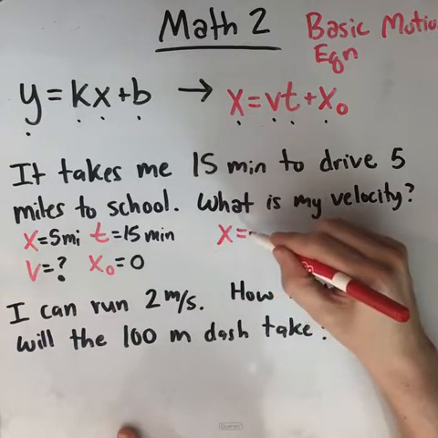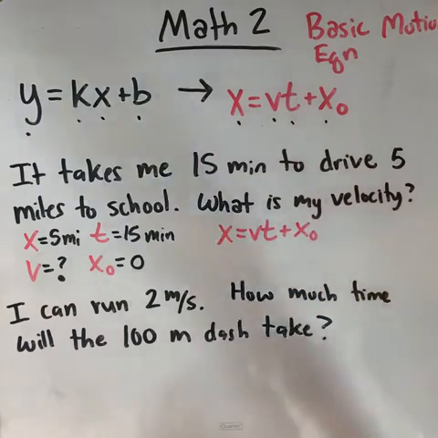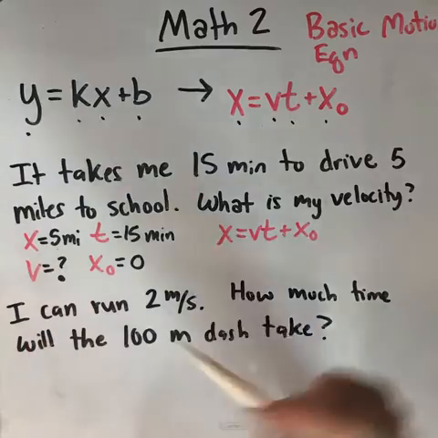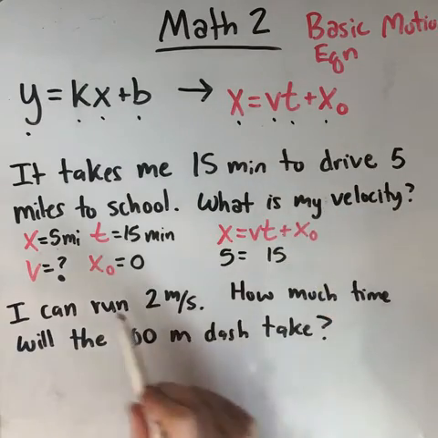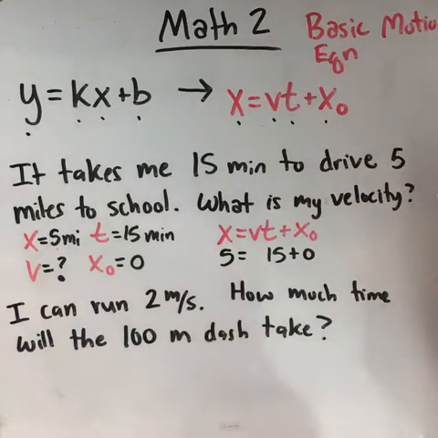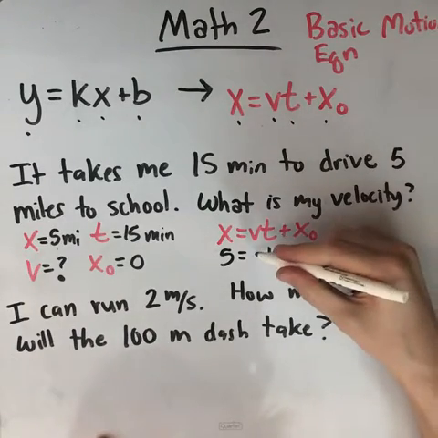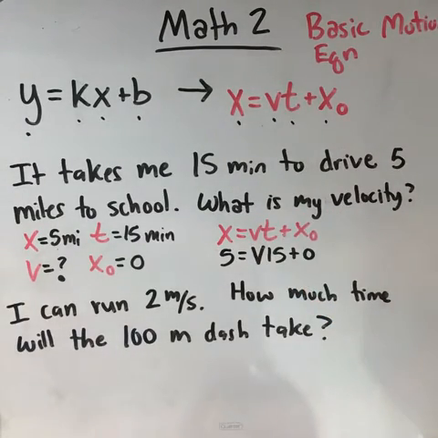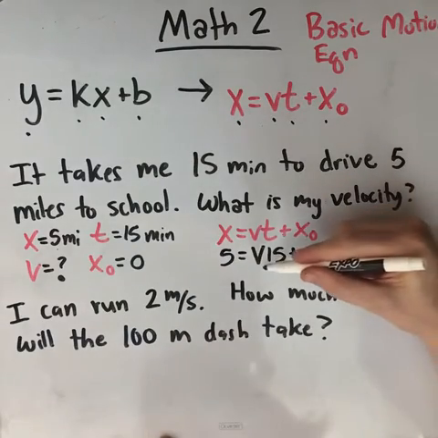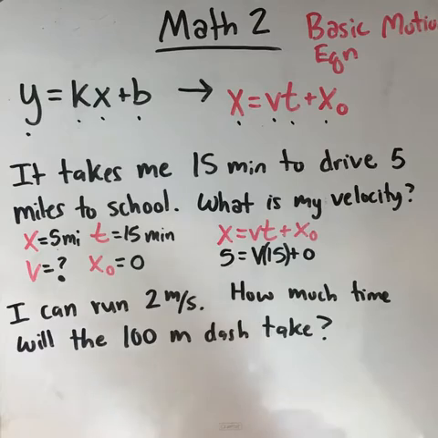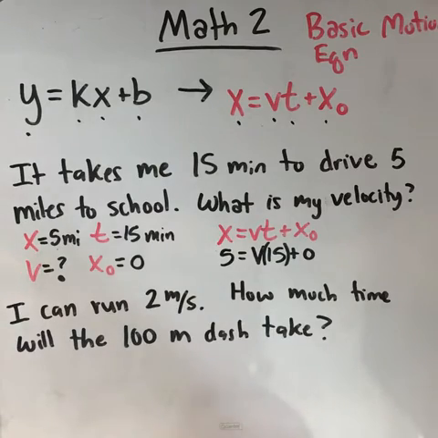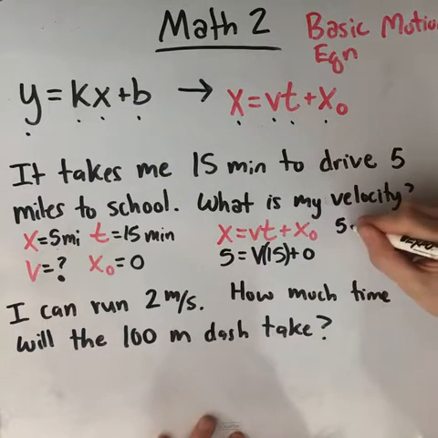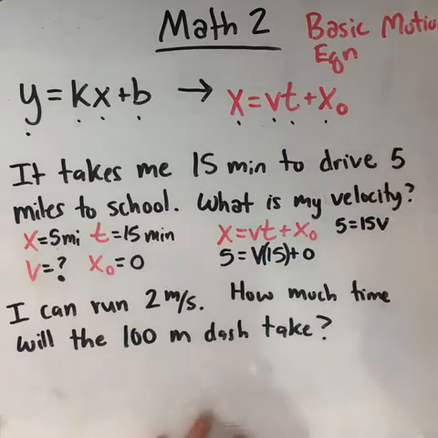Now I'm just going to use my equation and solve. So x is 5, t is 15, xo is 0. I don't know velocity, so I'm just going to put a v in the equation. If it's touching a number like that, then I like to use a parenthesis. If I write this again, I want to make it look prettier. So this is actually 5 equals 15v. I just think that looks nicer.